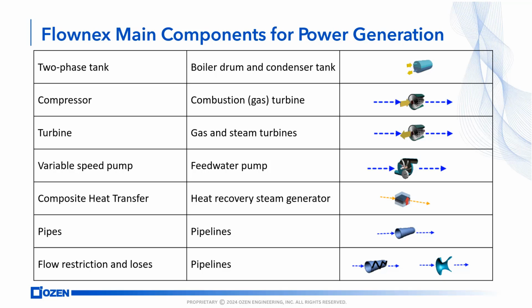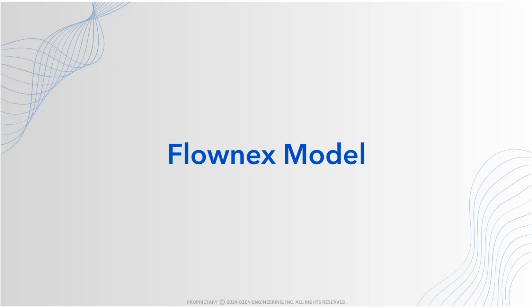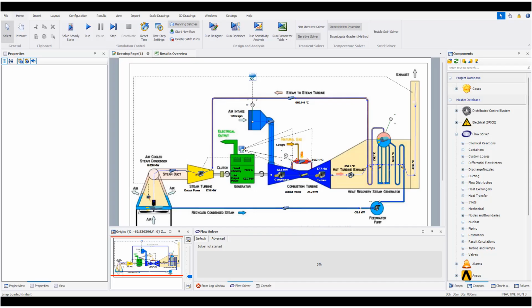Let's now look at the model inside the software. Okay, this is the Flownex model for the combined cycle of the power plant. This part is for the gas turbine.